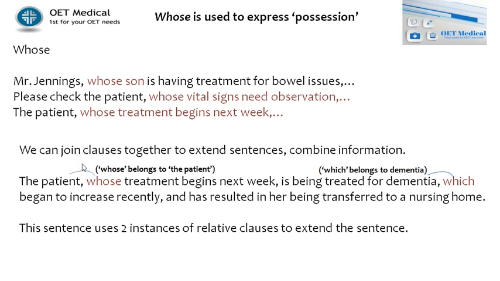Now here you can see we've joined a couple of clauses together to get a longer sentence. We can join clauses together to extend sentences and combine information. The patient whose treatment begins next week is being treated for dementia, which began to increase recently and has resulted in her being transferred to a nursing home. So I've added this to this, and this is the result. Has resulted in. Tells me it's the result of this information here. So that's an example of how you could combine sentences. But as I said, it needs practice.